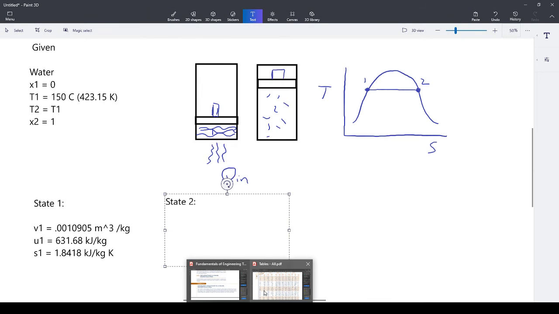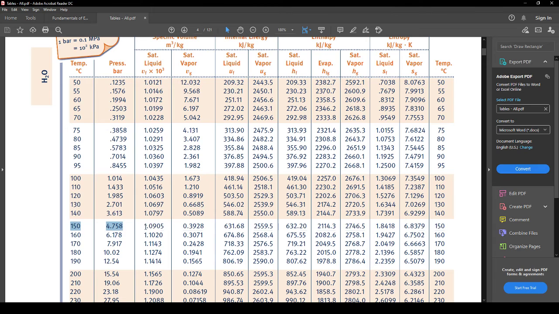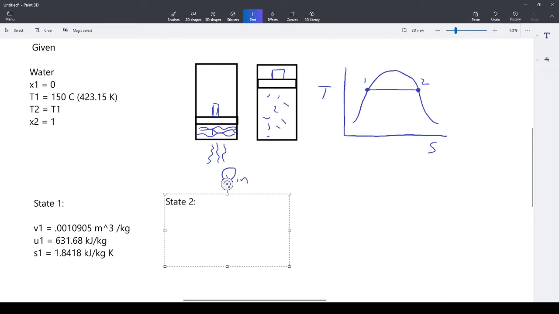So we go right to the chart, and you would go right over here, and you would just grab all the same values, but for saturated vapor. So we go right through the exact same things again. So you would have saturated vapor value V2 is equal to 0.3928 meters cubed per kilogram. Then we have U2 is now the saturated vapor value, just 2559.5 kilojoules per kilogram. And then the last one is the saturated vapor value for entropy, which is 6.8379. This is kilojoules per kilogram K.